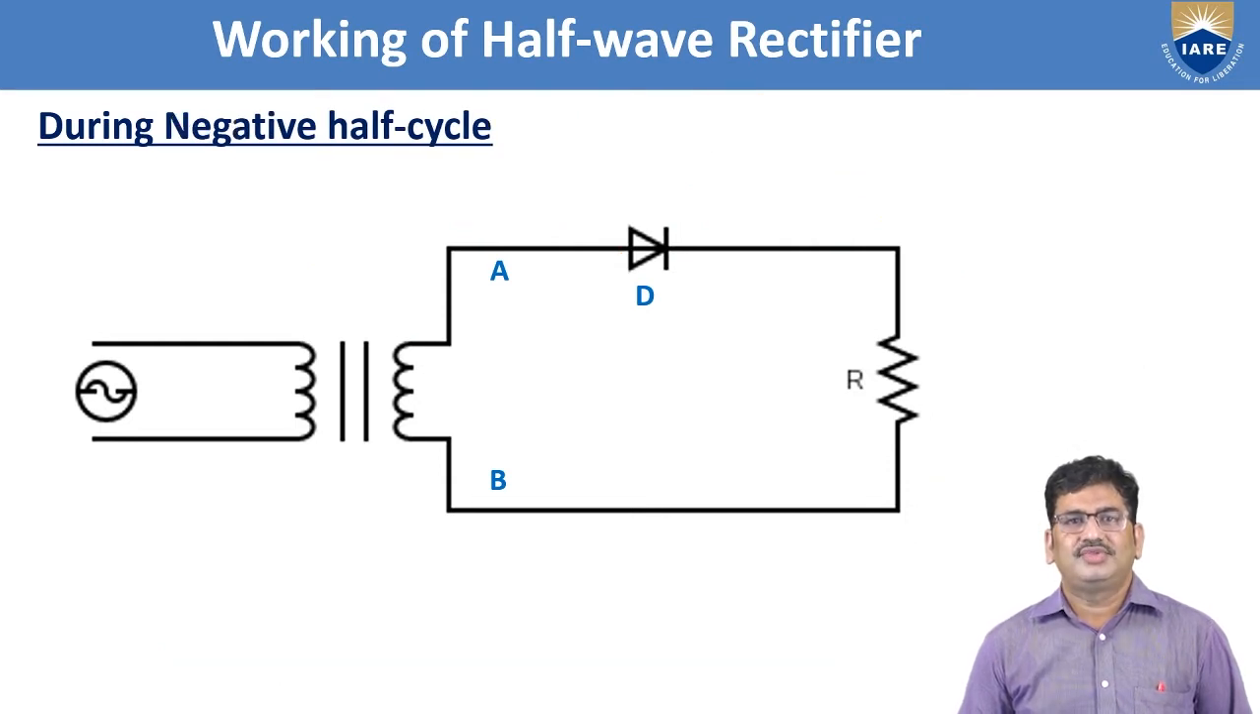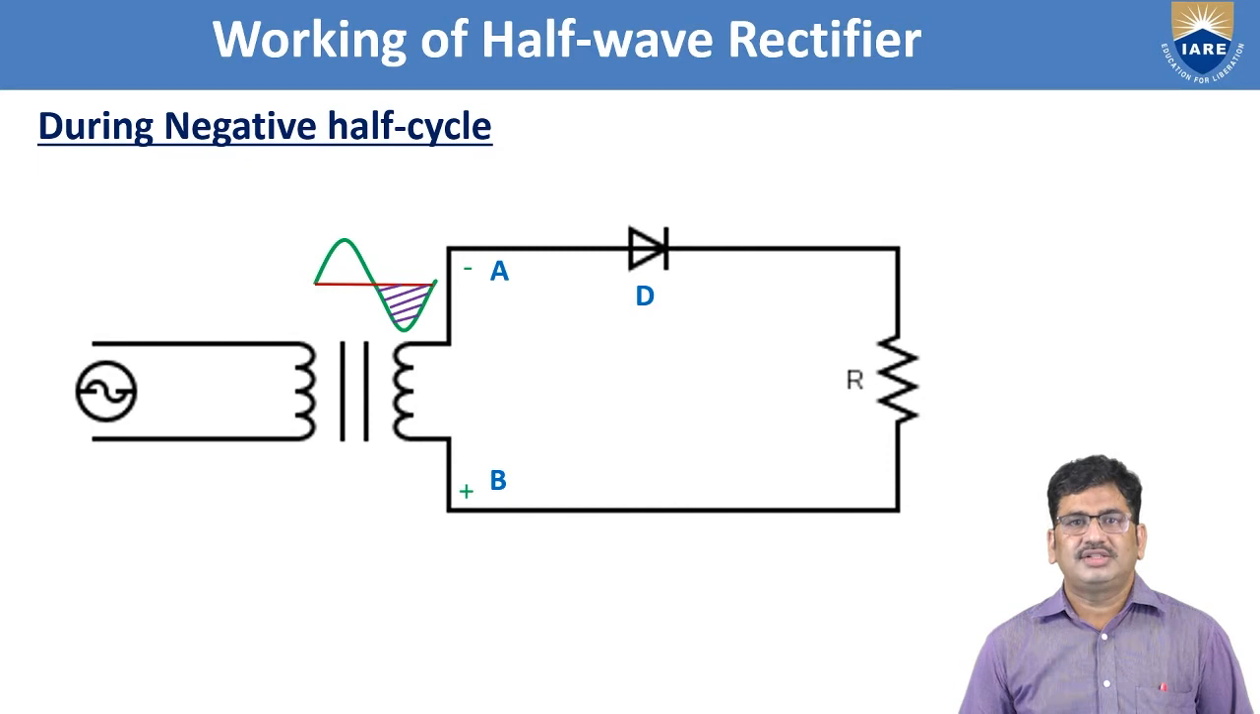So during the negative half cycle, the voltage present at the secondary winding of the transformer is the negative half cycle of the input waveform, which is shown in the shaded lines. Right. Now here, when we are given a negative half cycle, node A will be at negative potential and node B will be at positive potential.